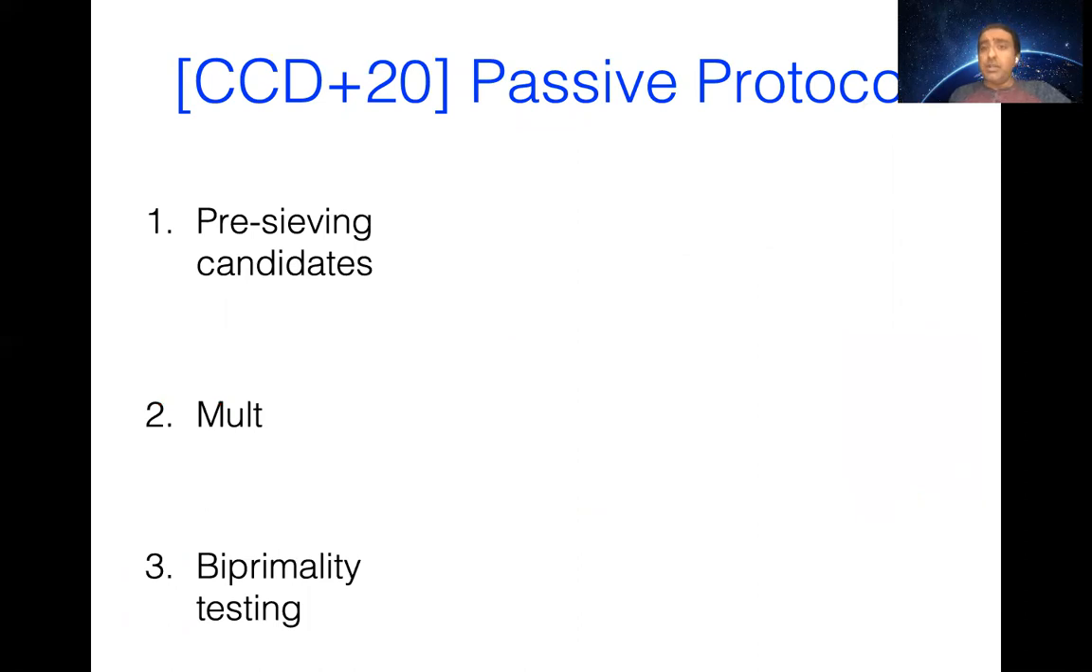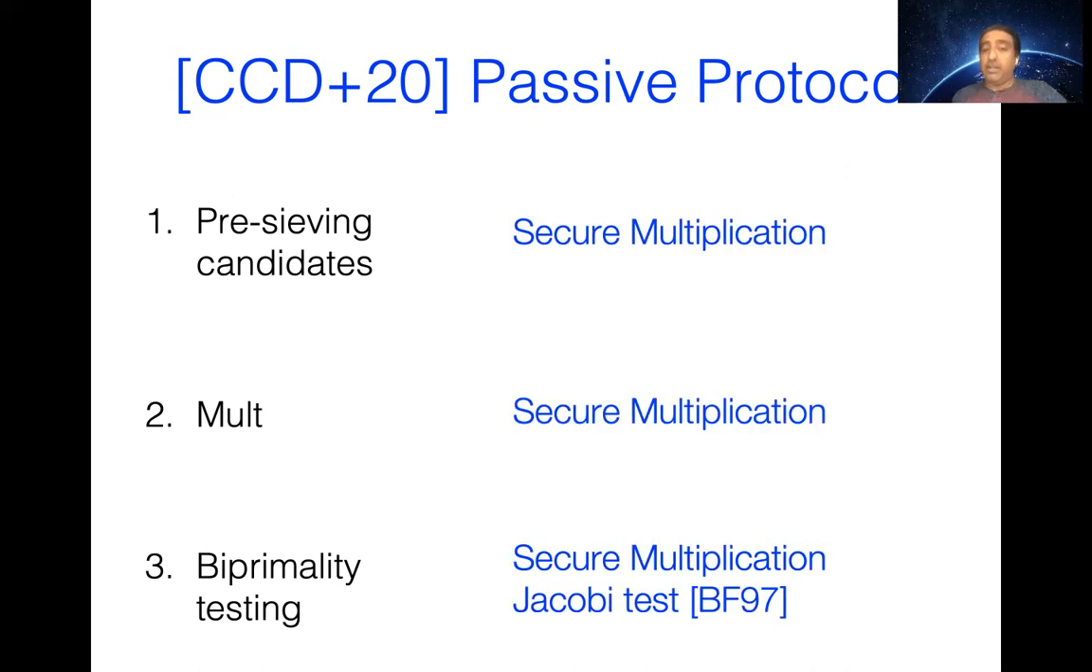Another thing that was crystallized in the work of Chen et al. is that essentially, to design a protocol in this framework, all you need to do is reduce it to designing just the secure multiplication functionality. In fact, all these 3 steps can be reduced to secure multiplication, especially in the passive setting, but they also have a similar theorem in the active version, but we are going to focus first on the passive version. And the biprimality testing additionally requires a distributed version of the Jacobi test, which doesn't require secure multiplication, but it just works, and which is used by all previous works.